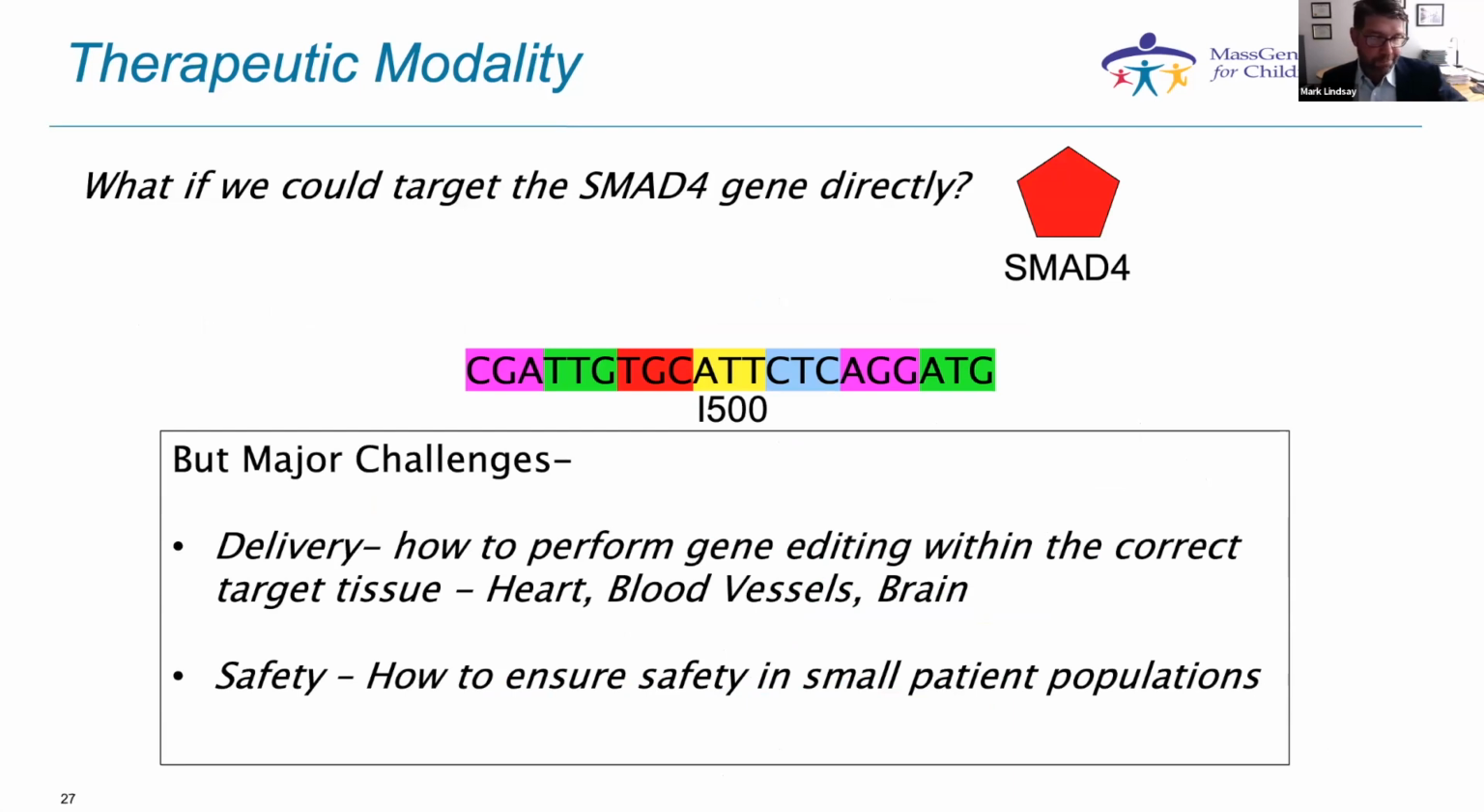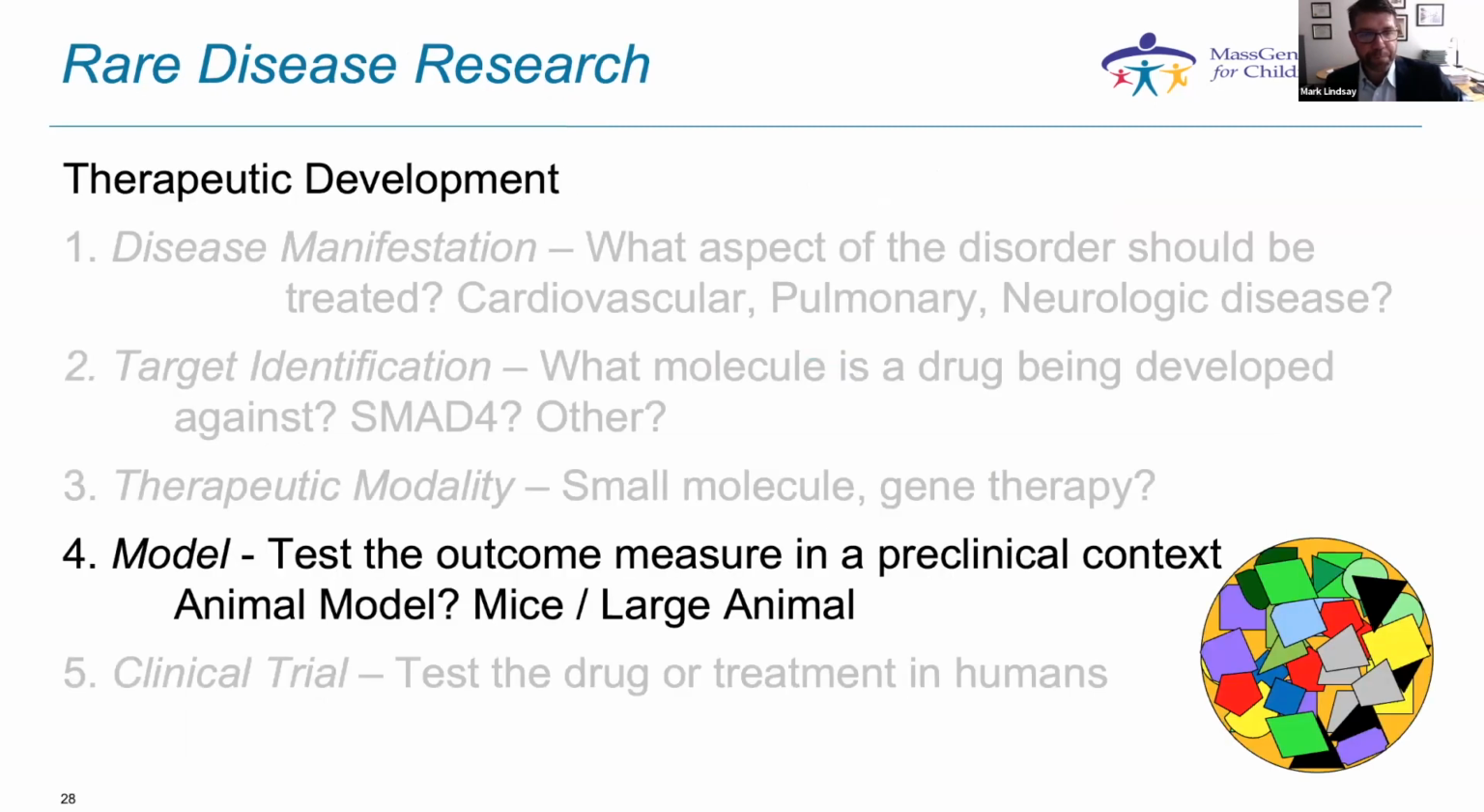The hard part is, how do you get it there? We have these enzymes that can reprogram genes and change the sequence, but the hard part is to get it into the cells, and how do we ensure that it is safe? These are things that we're all working on for multiple disorders, not just Myhre syndrome. And then how do we test it?